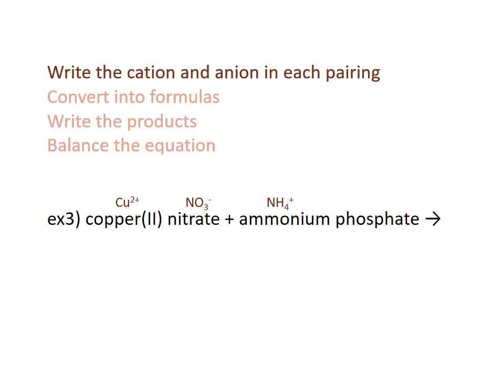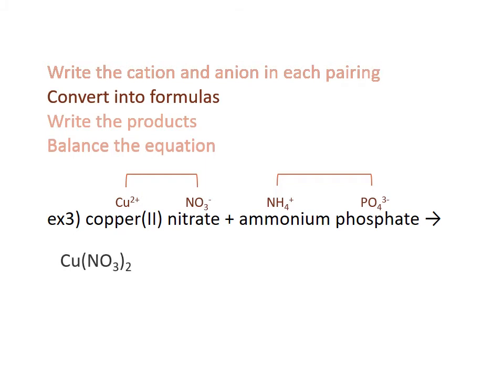When we're looking at these formulas, I look up phosphate on the negative list, and that's PO4 3 minus. Now I'm going to convert into formulas. Copper 2 and nitrate are going to come together. That's a +2 and -1, so the lowest common charge is 2. So I will need 1 copper and 2 nitrates so that the charges will balance out.